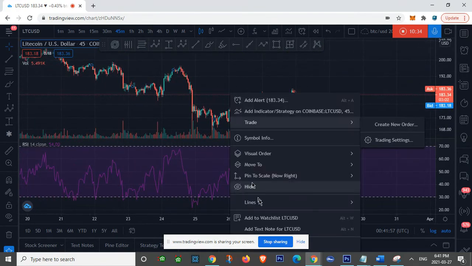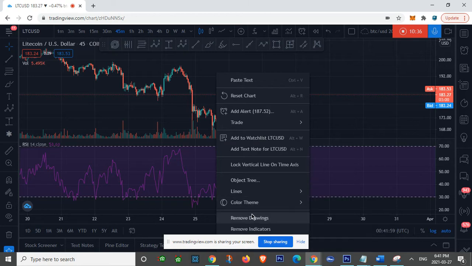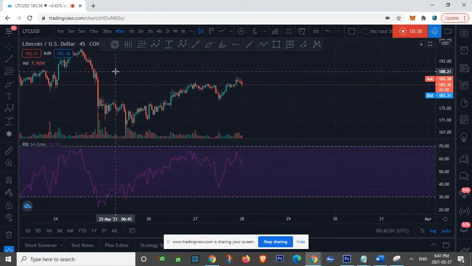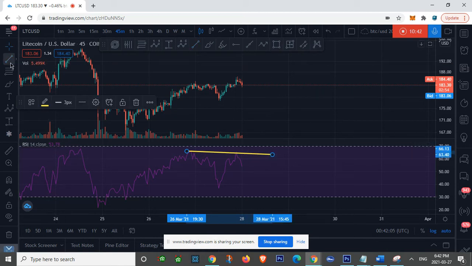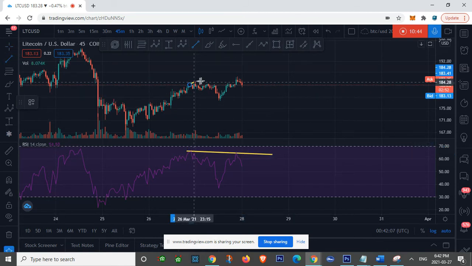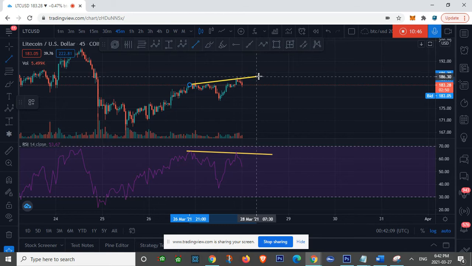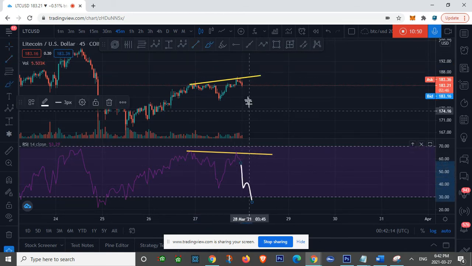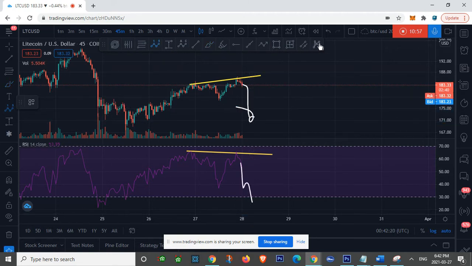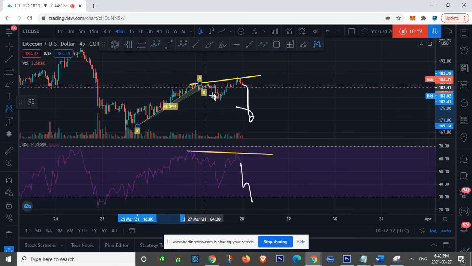And vice versa, you have hidden divergence. So just like this over here, let me go ahead and erase this. So hidden divergence would be this right here. You have lower high on RSI and higher high on price, indicating that price is going to go down. Okay. And then you might get some nice bullish harmonic.